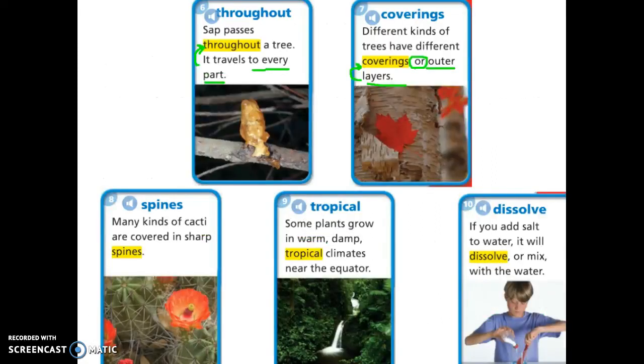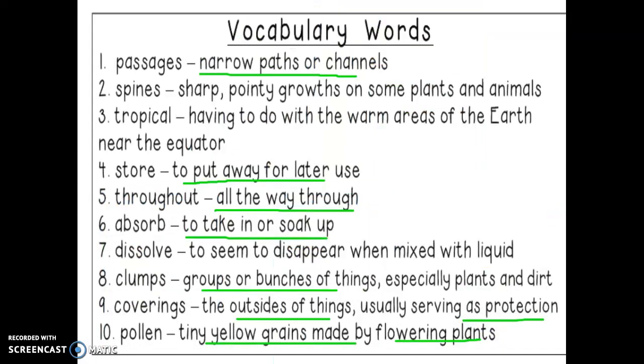Spines. Many kinds of cacti are covered in sharp spines. So when I see the word sharp there, and I think of cacti, I use a little bit of background knowledge. What do we know about cacti? Looking at the picture, if cacti are covered in sharp spines, I'm guessing that spines are like the little needle type things that grow on cactuses. Spines are sharp, pointy growths on some plants and animals, like the ones we see on cactus.